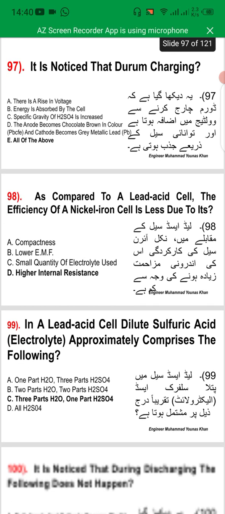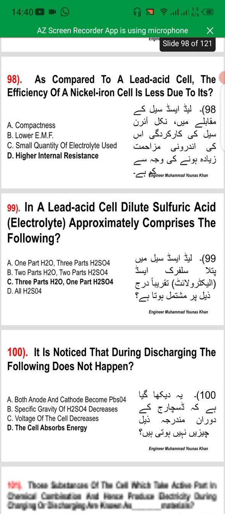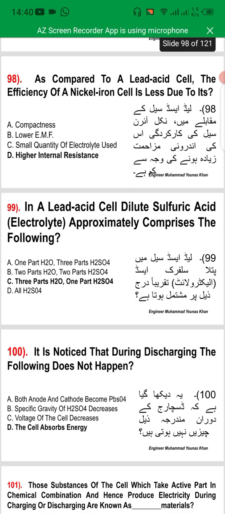It is noticed that during charging, there is a rise in voltage, energy is absorbed by the cell, the specific gravity of H2SO4 is increased, the anode becomes chocolate brown in color, PbO2, and the cathode becomes gray metallic lead. All of the above. As compared to a lead acid cell, the efficiency of a nickel iron cell is less due to its higher internal resistance.